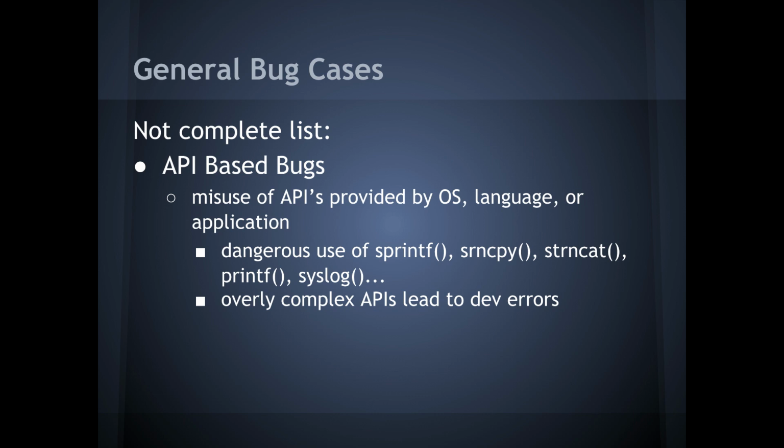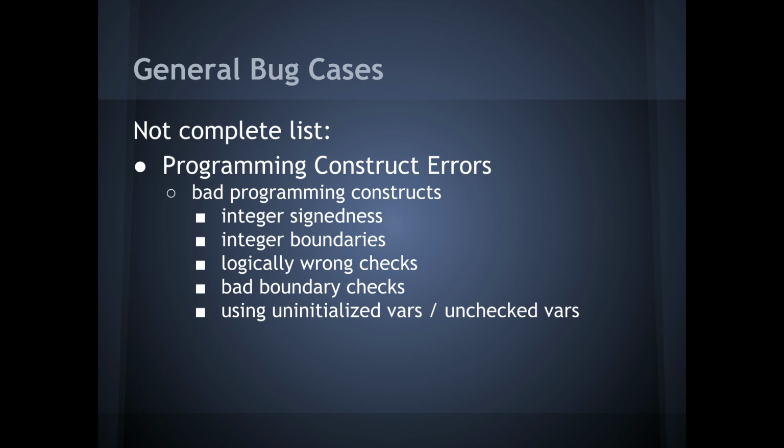So the first category is API-based bugs, and we've pretty much covered this: dangerous use of safe functions or use of unsafe functions. And then there are programming construct errors, which are really described by bad development practices and involve integer signedness bugs, integer boundary bugs, logical bugs, boundary bugs, using uninitialized variables, or not checking the return codes from functions or the value of variables.